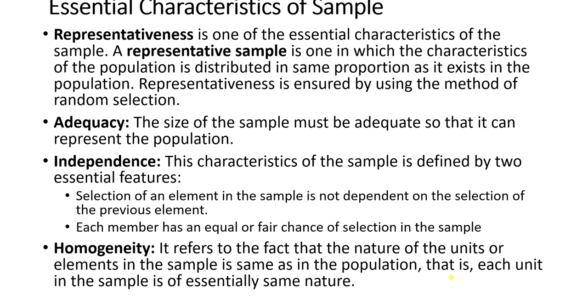And homogeneity is another important characteristic of a good sample. It refers to the fact that the nature of the units or elements in the sample is or should be the same as in the population. So if the units in the sample are essentially of the same nature as in the population, then we will arrive at a sample of homogeneous units. So all the units in the sample will be the same or similar to each other. The more the homogeneity, the more accurate will be the results.